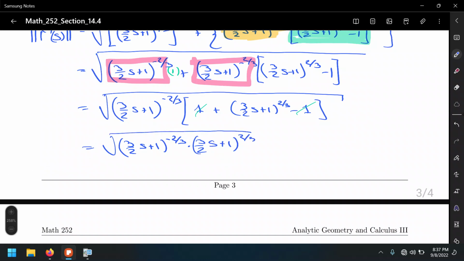Okay, we have the same base. What do we do with the exponents? The same base, 3/2 s plus 1, 3/2 s plus 1. What do we do with them? What is negative 2/3 plus 2/3? So 3/2 s plus 1 to the 0 power, which is the square root of 1, which is 1.